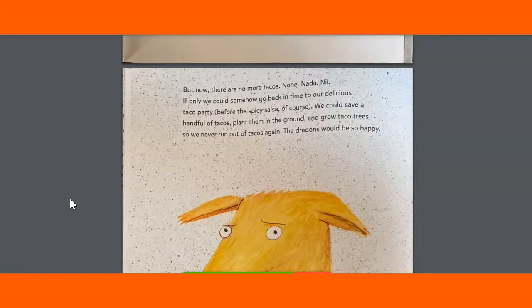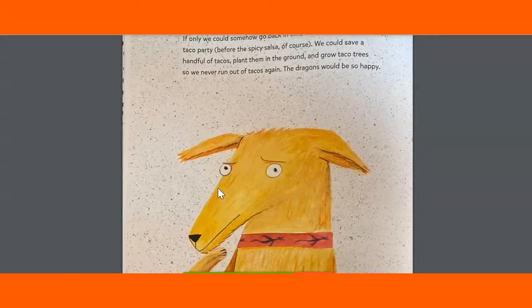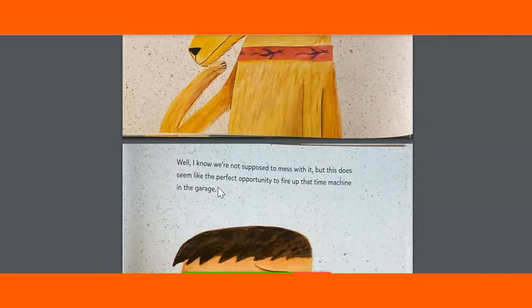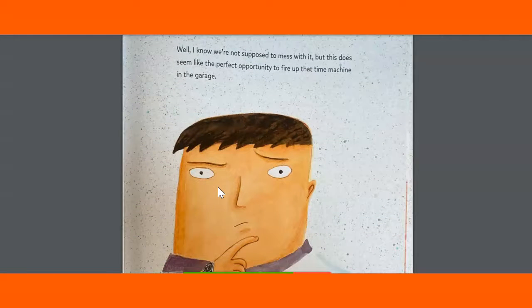But now there are no more tacos. None, nada, nil. If only we could somehow go back to our delicious taco party, before the spicy salsa, of course. We could save a handful of tacos, plant them in the ground, and grow taco trees so we never run out of tacos again. The dragons would be so happy. Well, I know I'm not supposed to mess with it, but this does seem like the perfect opportunity to fire up that time machine in the garage.